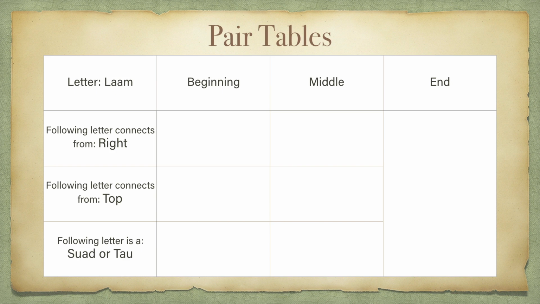Now, when the letter lam appears in the beginning, say that the next letter is a letter that connects from the right-hand side. In this case, we will say it's a ba, because the ba is a letter that connects from the right-hand side. Now we can see what the letter lam looks like when the following letter connects from the right-hand side. Okay, so we can see that in the beginning, it has a certain kind of shape. When it appears in the middle, it also has a certain kind of shape.